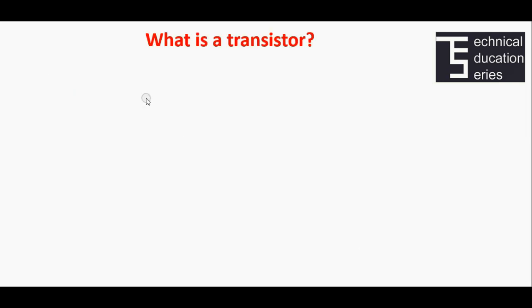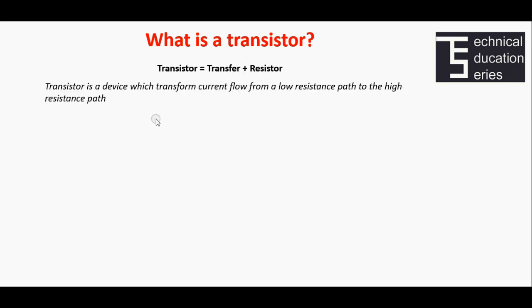Let us start with a question. What is a transistor? The word transistor itself will give the answer for the question. Transistor is a combination of transfer and resistor. And transistor is a device which transforms current flow from a low resistance path to the high resistance path. It's a three-terminal semiconductor device most commonly used in all kinds of electronic equipment.